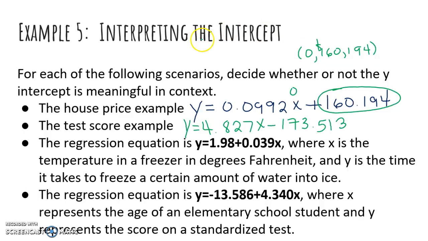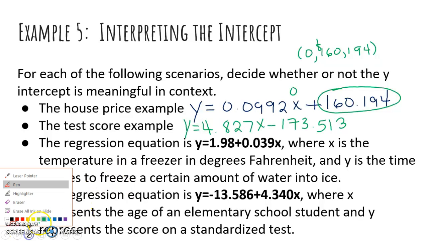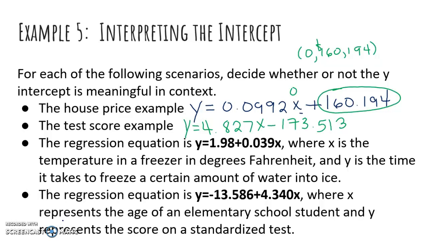All right, let's look at the next example, the test score example. We've had two examples with test scores. This is the one where x is the score on the third test out of 80, and y is the score on the final out of 200. And that equation was y equals 4.827x minus 173.513. For this one, negative 173.513 is the y-intercept. That's when the x is 0.